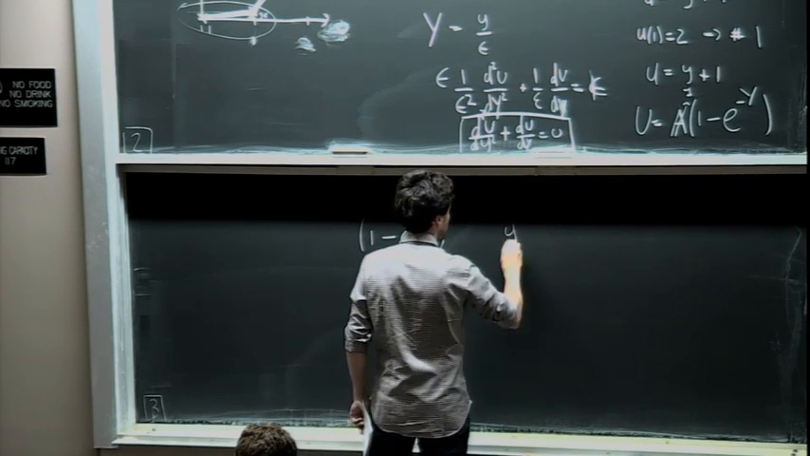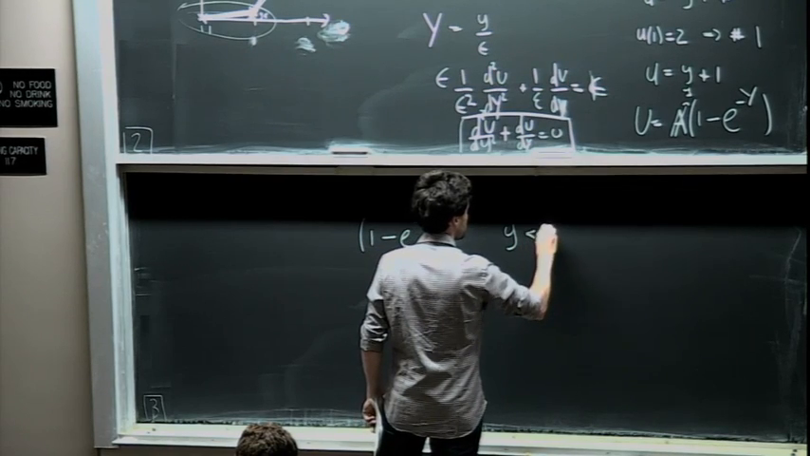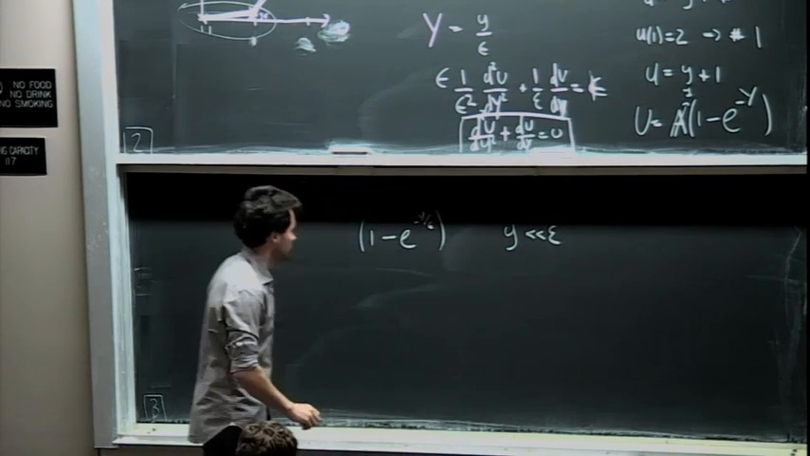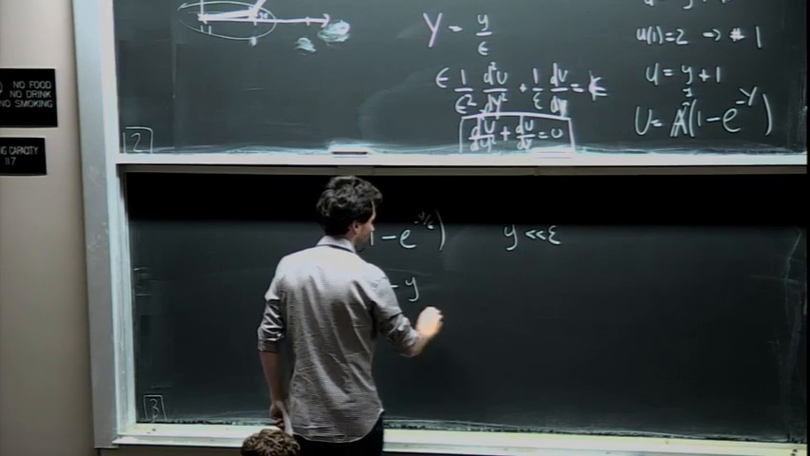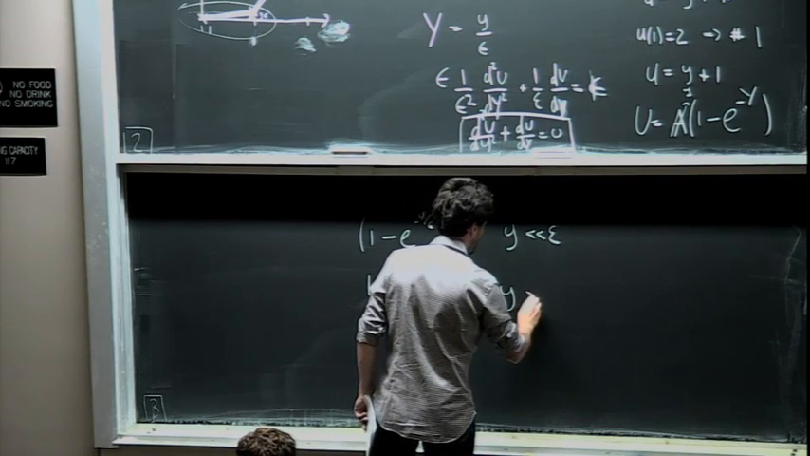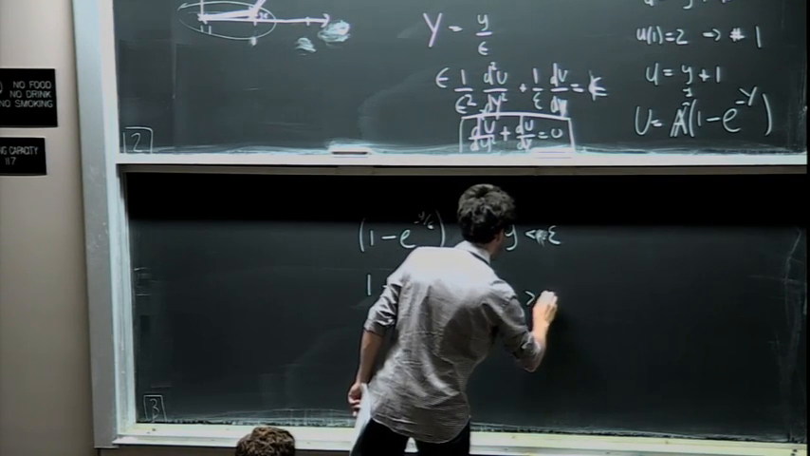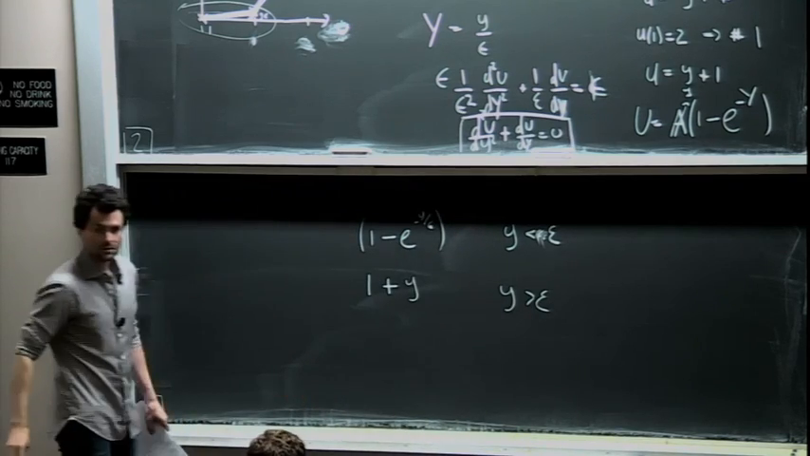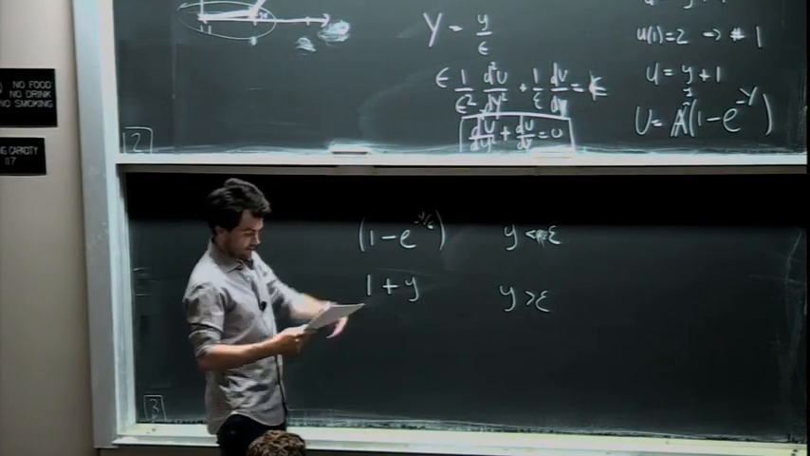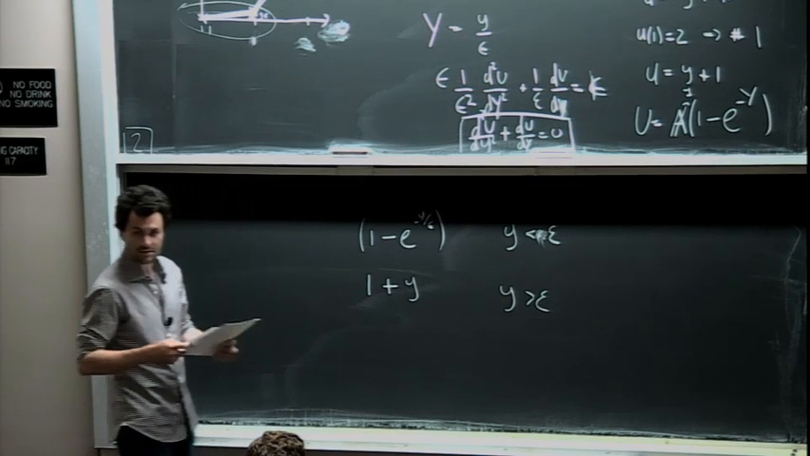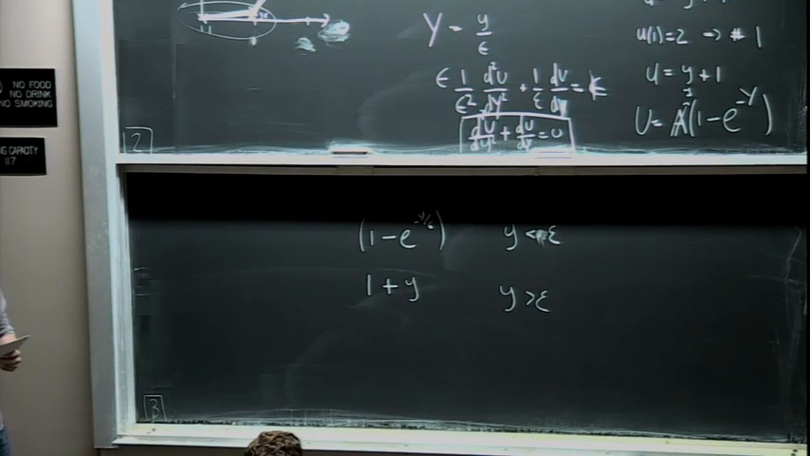for a region y which is smaller than epsilon. And then we have a solution which is 1 plus y in a region y, I guess it's sort of that order, which is greater than epsilon. Right? And in fact, we can now go back and take our full solution and take these two limits and verify that we get the right thing.